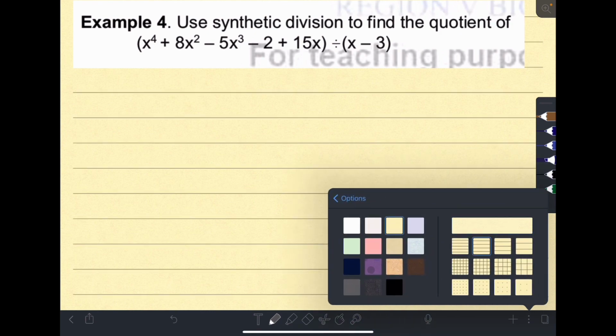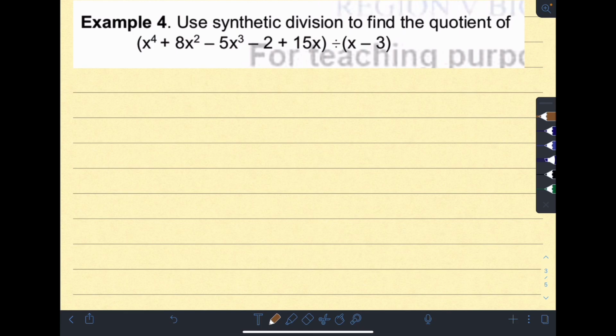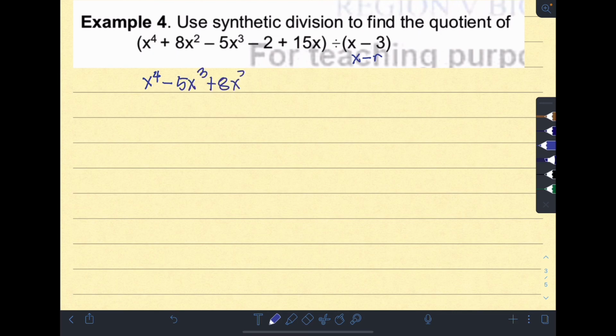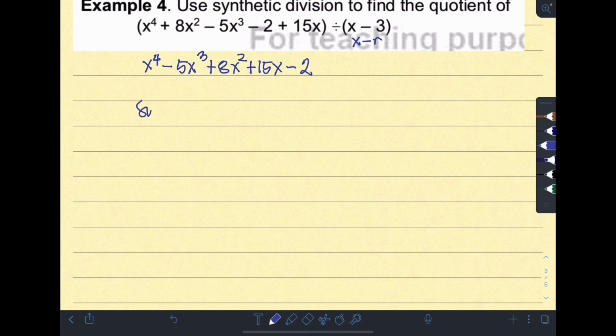Use synthetic division to find the quotient of x raised to 4 plus 8x squared minus 5x cubed minus 2 plus 15x, and that is to be divided by x minus 3. So by inspection, our divisor is a binomial in the form x minus r. Okay, but first thing that we need to do with our given polynomial expression is to arrange them in standard form. So the standard form of this given is x raised to 4 minus 5x cubed plus 8x squared plus 15x minus 2. Notice that there are no missing terms, so that's very nice. Okay, so we can proceed now to our synthetic division method.